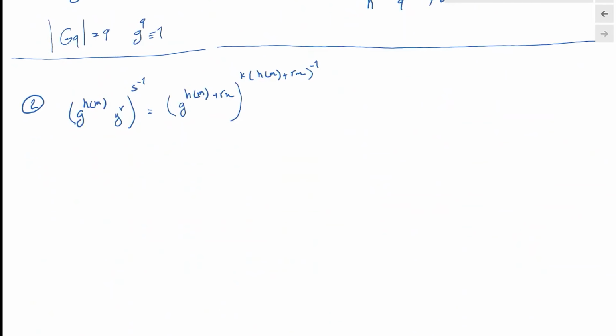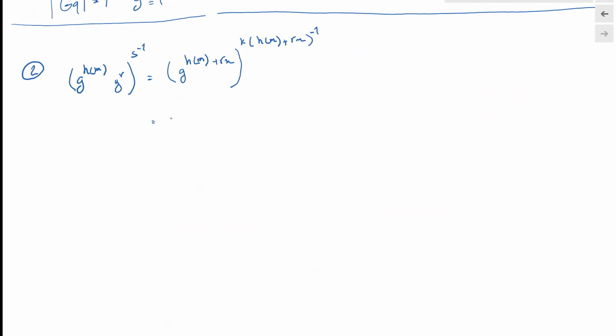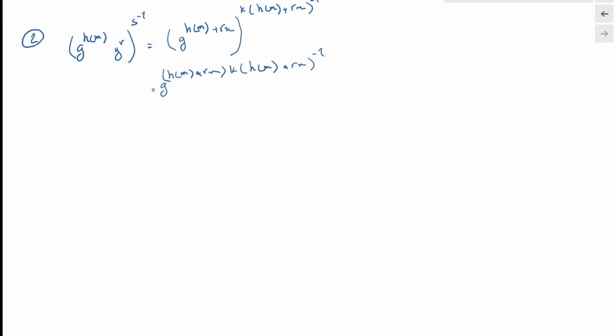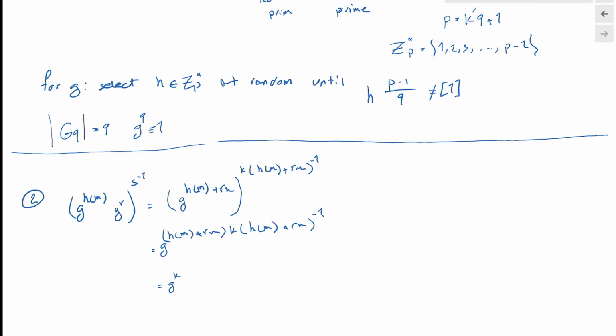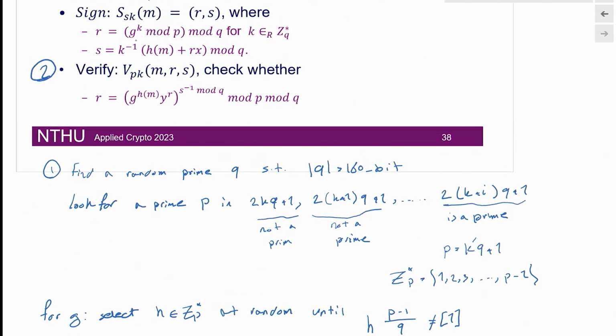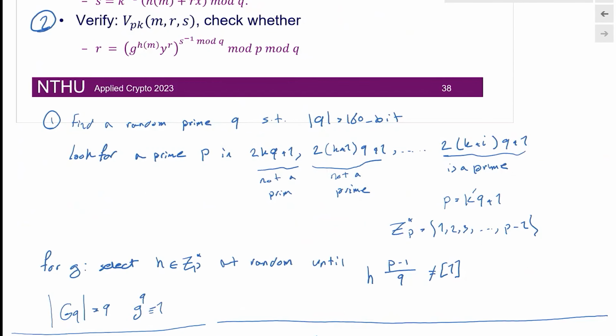So if you continue with the computation, what we get is G to the hash of M plus Rx, and then you add this one, so we start to multiply them to each other. So we get K times hash of M plus Rx times its inverse. So it looks like these two big terms cancel out each other. So all we are left with is G to the K. And by definition, G to the K is R, mod P, mod Q.